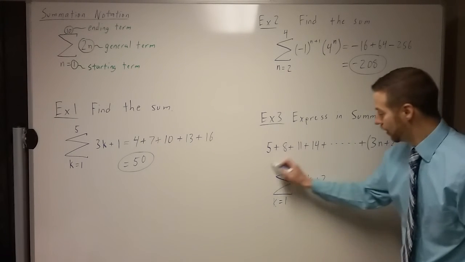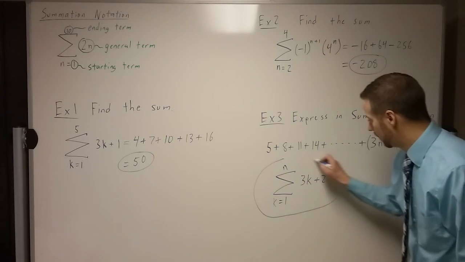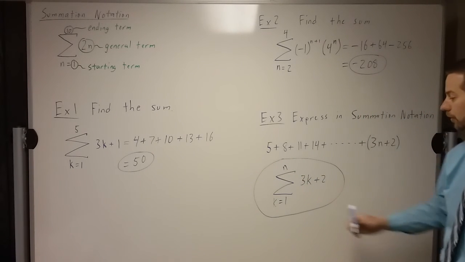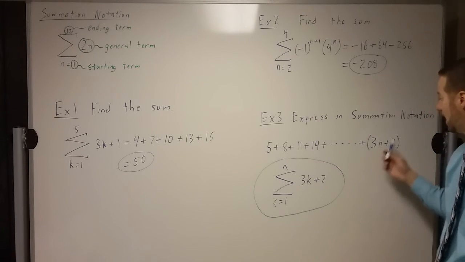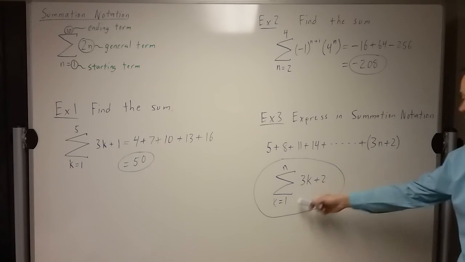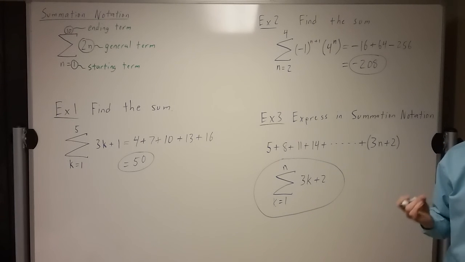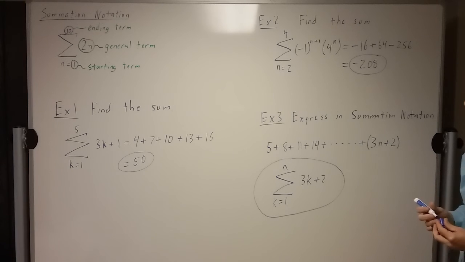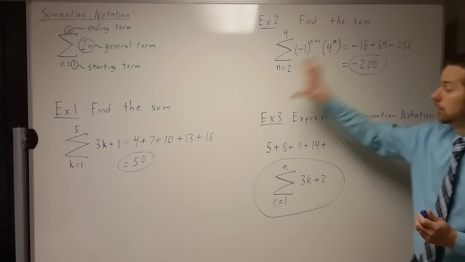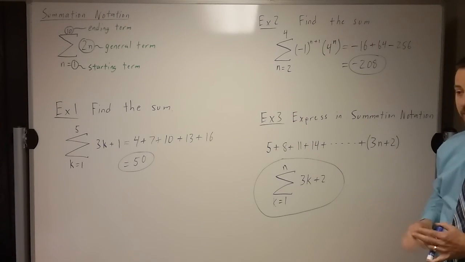And so there's our summation notation for this. And so we're going to go k equals 1 to n of 3k plus 2. And it's still the same formula, we just used a different variable so that n could be our last thing that we plugged in. So there's how we come up with summation notation, and there's how we use summation notation to figure out sums of sequences.